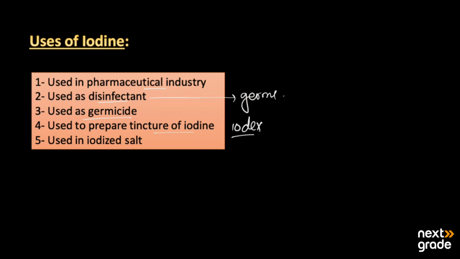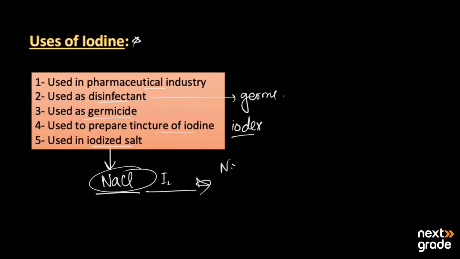These are the popular preparations that are done with the use of iodine, and in the end it is used in iodized salt formation, whose formula is NaCl. It also contains some amount of iodine, so that's why it is called iodized salt. For example, we have sodium iodide. So this was a simple topic that we have.